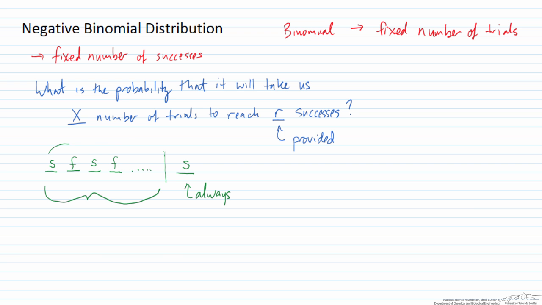The total number of items that we have is X. So we have X number of trials. Now, the total number of trials excluding that last success would be X minus 1. If we have R successes and we have X trials, that means that we will always have X minus R failures. And those X minus R failures are going to be in the first part here before the last success.